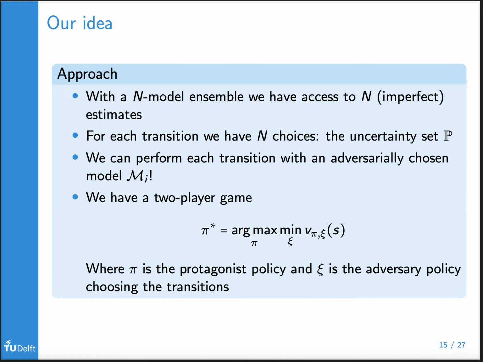So, in our approach, we will have an N model ensemble through which we will have access to N imperfect estimates of the real dynamics. And for each transition, we have therefore N choices, which is the uncertainty set that we were just mentioning before. Each transition can then be carried out by an adversarially chosen model, and this way we have a two-player game. The policy of the agent will have to maximize the expected return by choosing the best action for a model chosen by the adversary, which is in turn trying to minimize the return of the main agent.